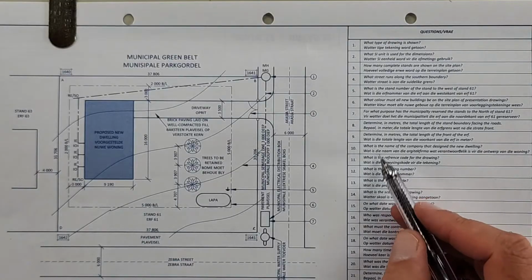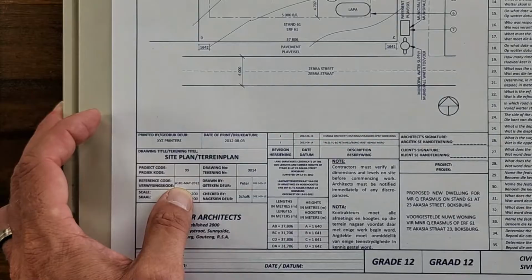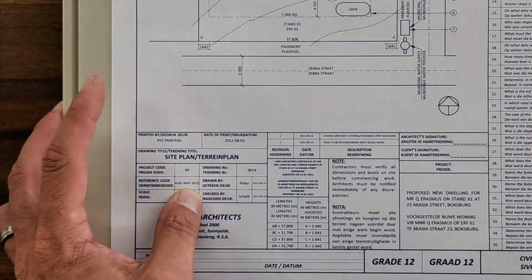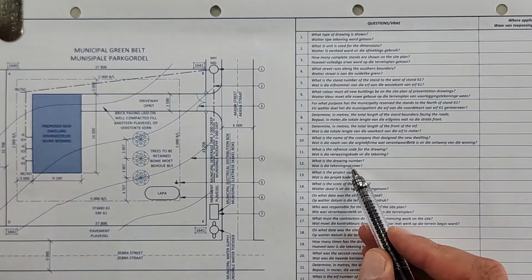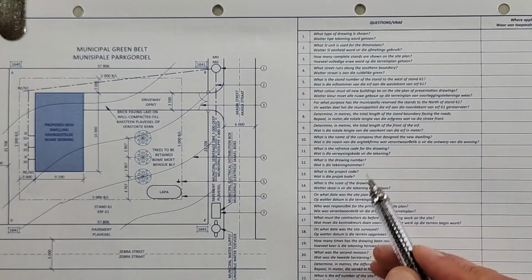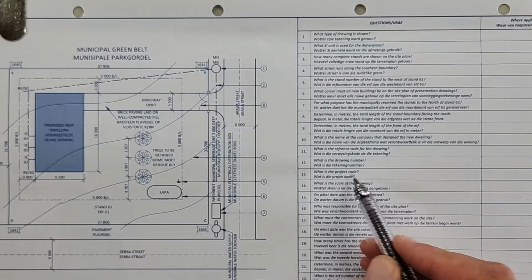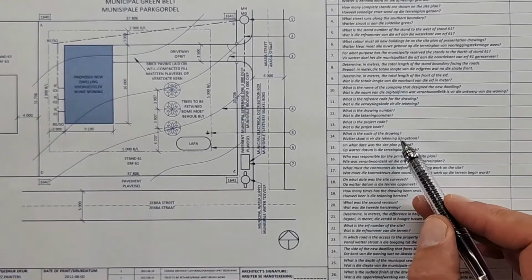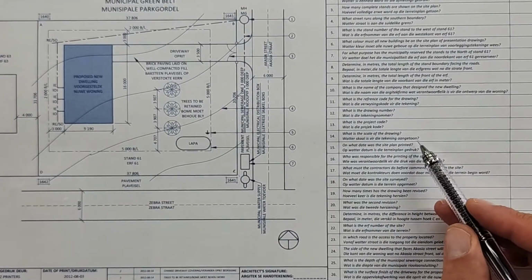Alright, what is the reference code for the drawing that you're going to find here at the bottom? That's A1B1 May 2012. What is the drawing number? That's also right here at the bottom. That's the 0014. What is the project code? That's the 99 in the title block. What is the scale of this drawing? That's also visible, scale 1 to 200. If you can read, you can achieve.